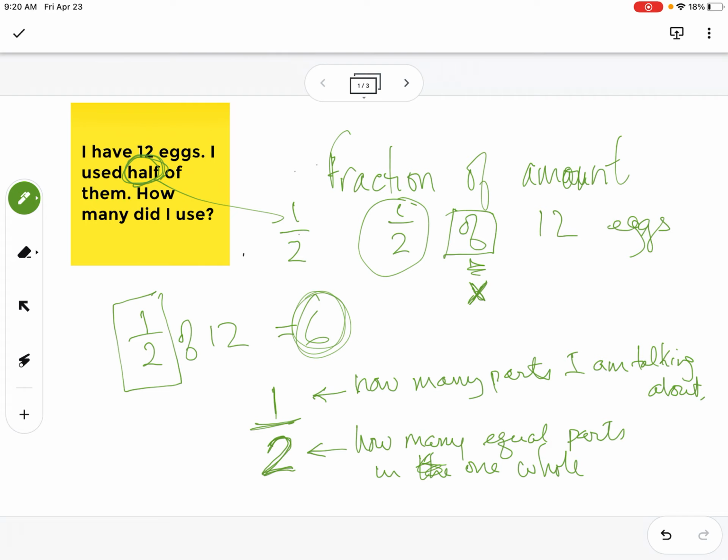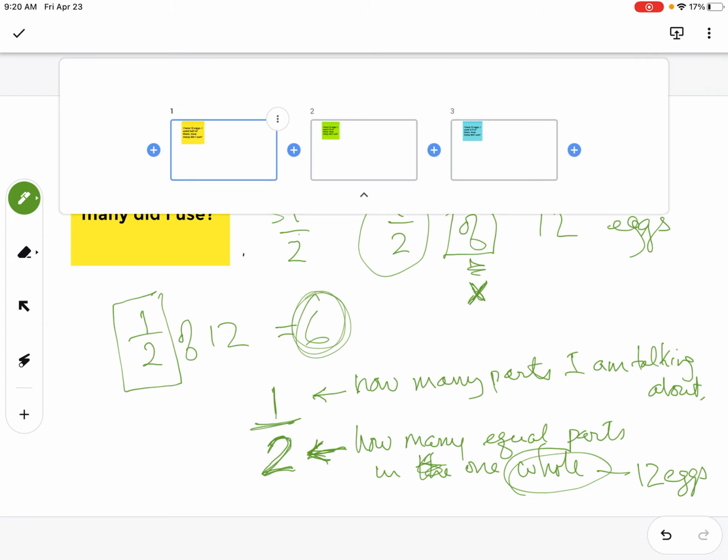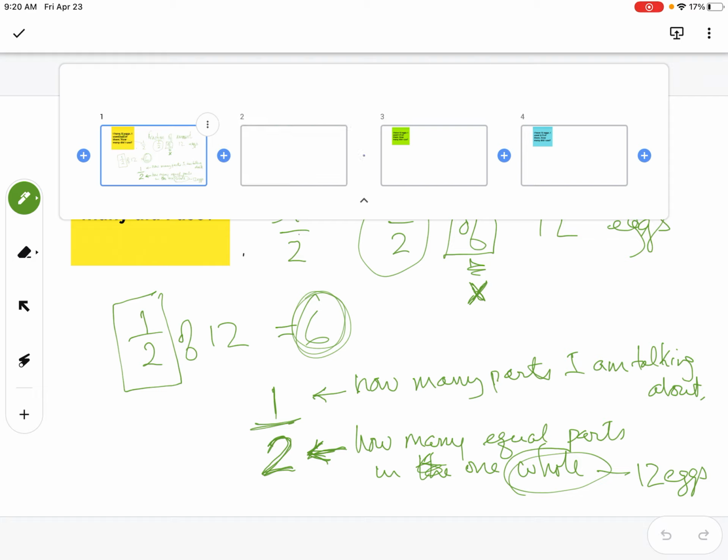So when we say a half of 12, the whole bundle of eggs that I've got here is 12 eggs. That's the whole pile, the whole bunch of eggs. 12 eggs is the whole. The 2 on the bottom of the fraction 1/2 is saying, take that bundle of 12 eggs and break it into 2 equal parts.